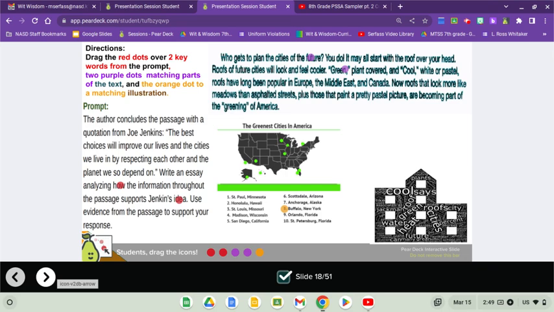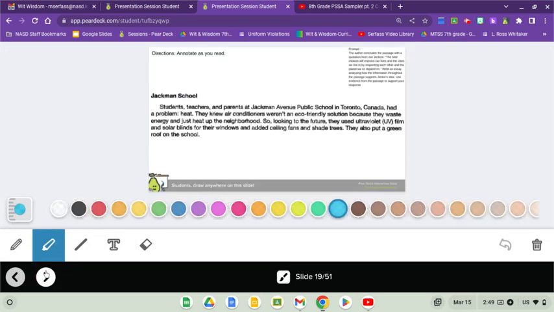Nice work. Slide 19. Jackman School. That's a heading. Repeat after me. Heading, heading, heading. What's it all about? What's it all about? All right, that's what a heading tells you. So this next paragraph is going to be all about Jackman School.